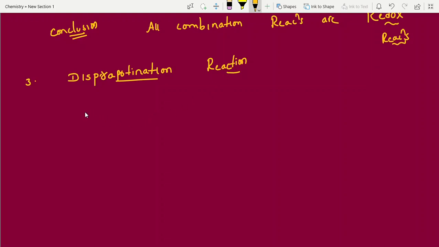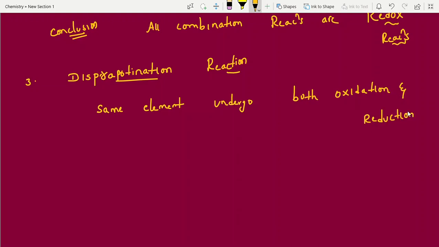I am going to write the definition also. Disproportionation reaction: the same element undergoes both oxidation and reduction.